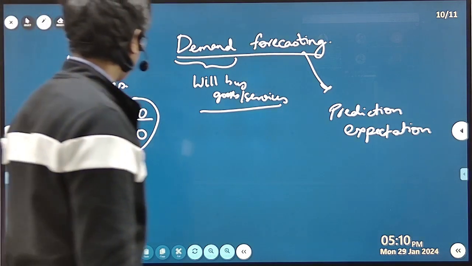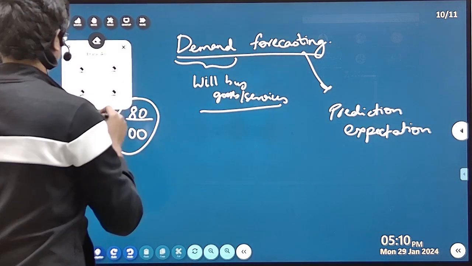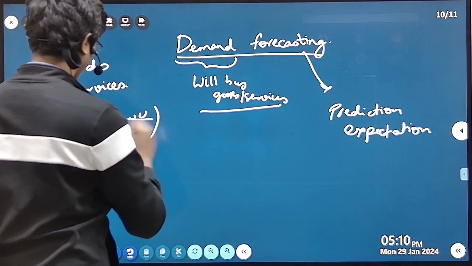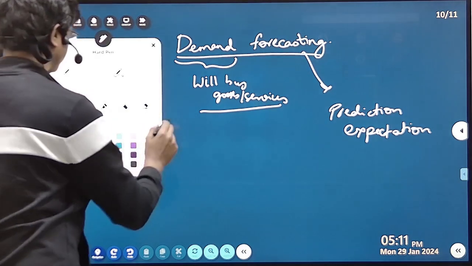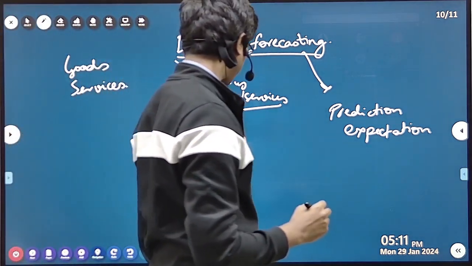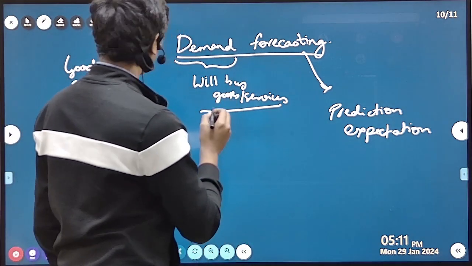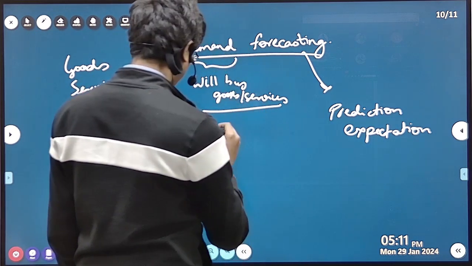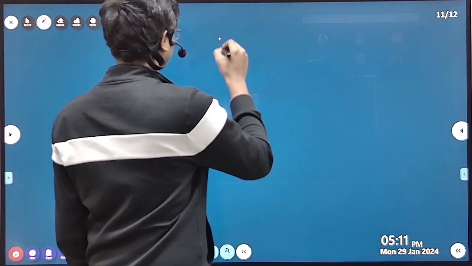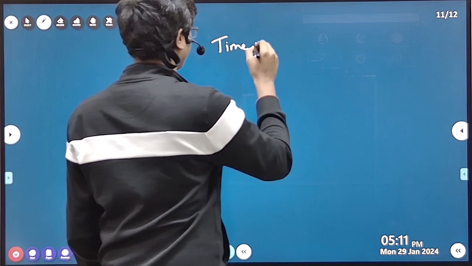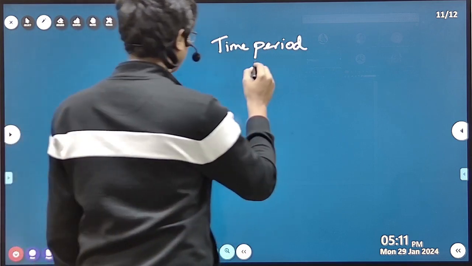Now, there are many methods for demand forecasting. Before going to the methods, we have three types of forecasting. Let me add a new page. There's a time period for forecasting, basically.